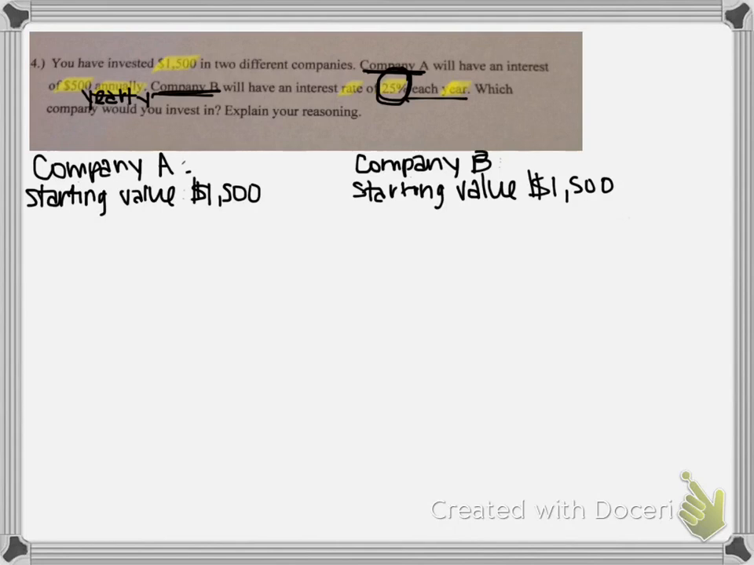So, since we have established this is going to be linear, you need to remember the linear formula, which is y equals mx plus b. Now we can plug in the information. When it says $500 annually, that's going to be your slope or your rate of change, because that's what they're giving you each year. That's what's being multiplied by the years. So m equals 500.